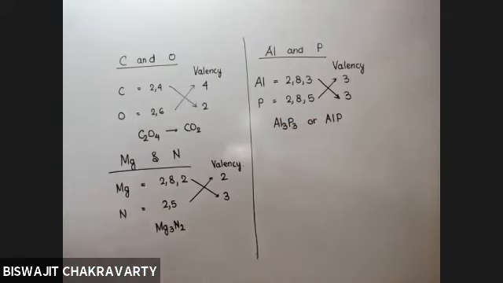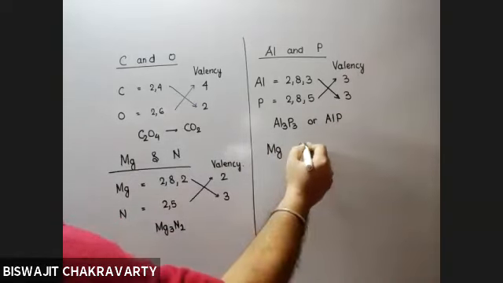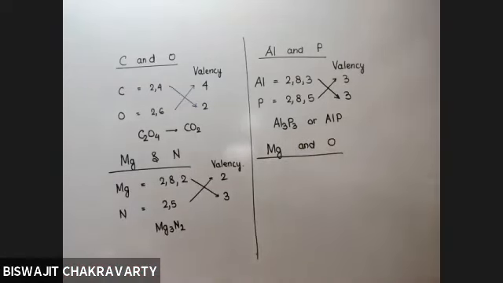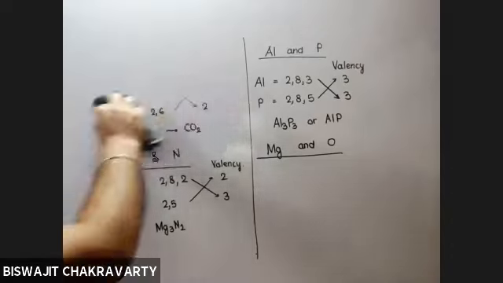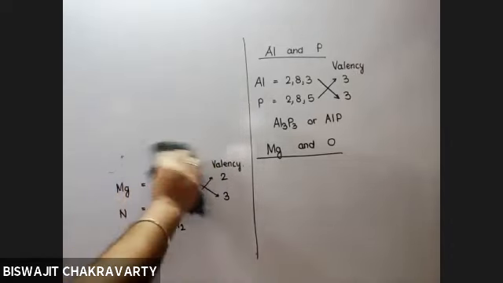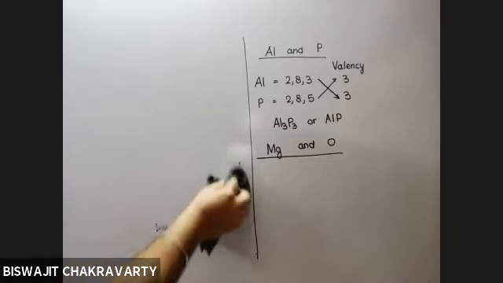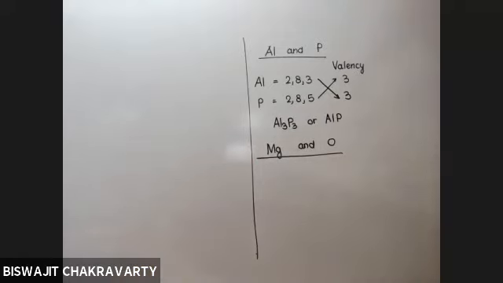Easy, na? Magnesium and oxygen. Sir, MgO. Prove it. Sir, both have valency 2. So it will be Mg2O2 or MgO, isn't it? Yes, sir.